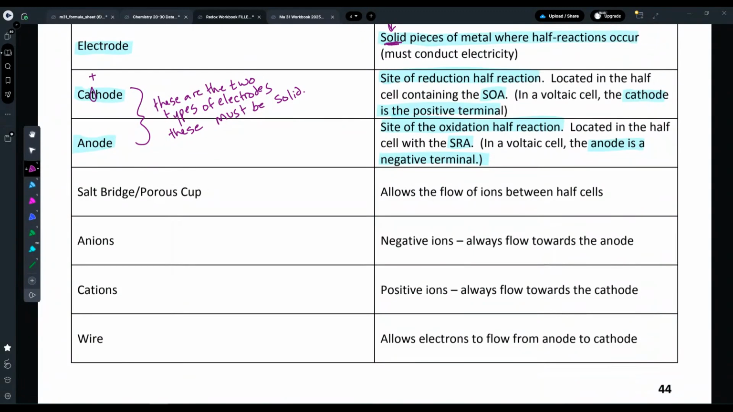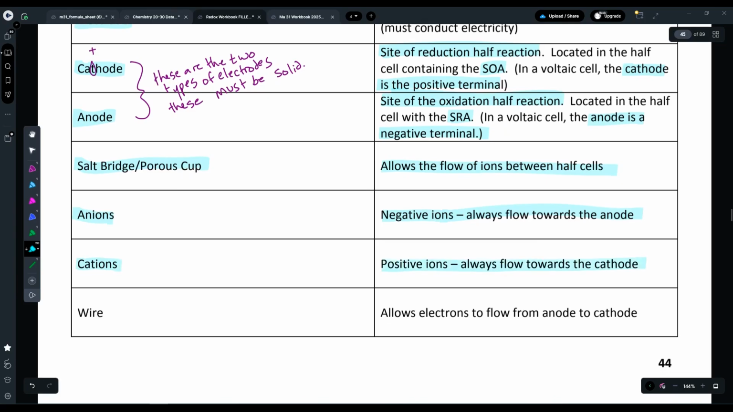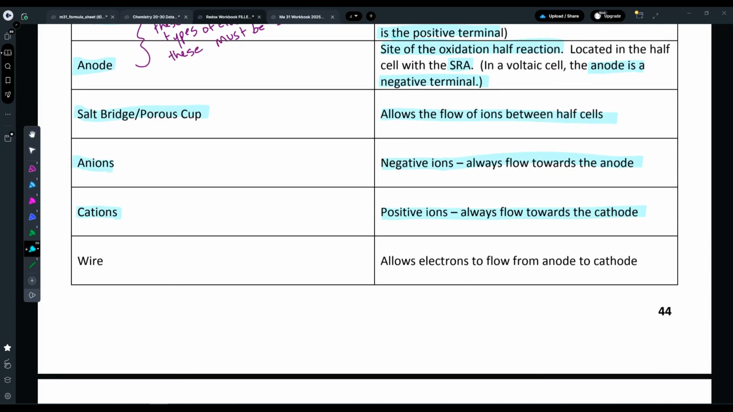All right, so a salt bridge or a porous cup, that is a structure that allows ions to flow between half cells. Anions, those are all your negative ions, and they always flow towards the anode. So anions go towards the anode. You need to know which electrode, either the anode or cathode, your ions are flowing towards. So anions go to the anode, cations go to the cathode because they are your positive ions here.